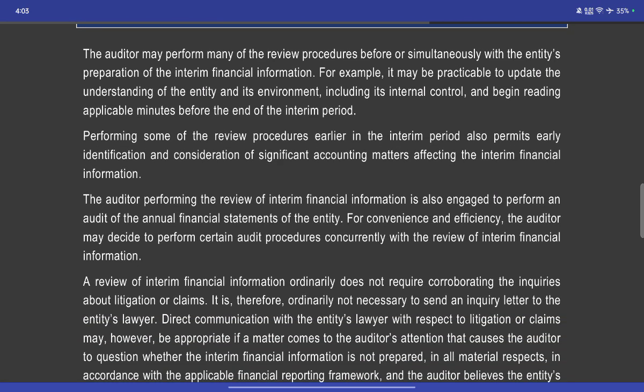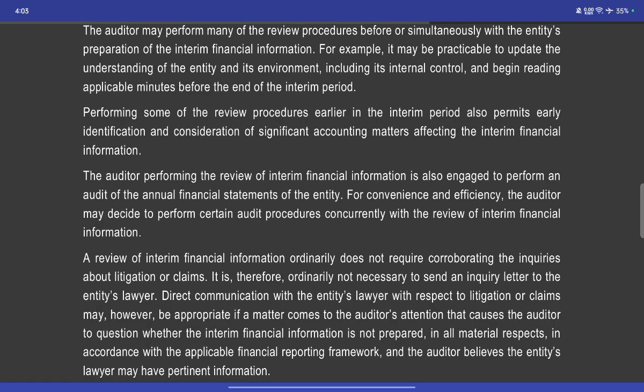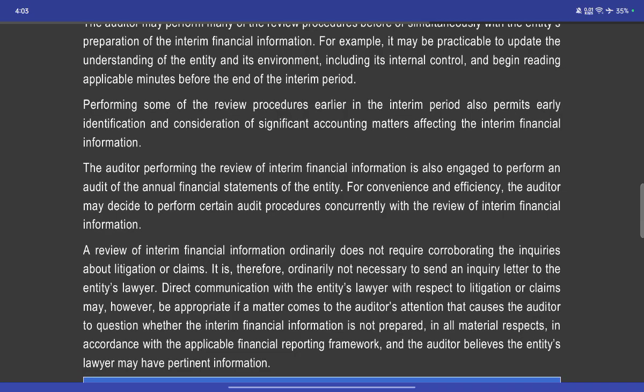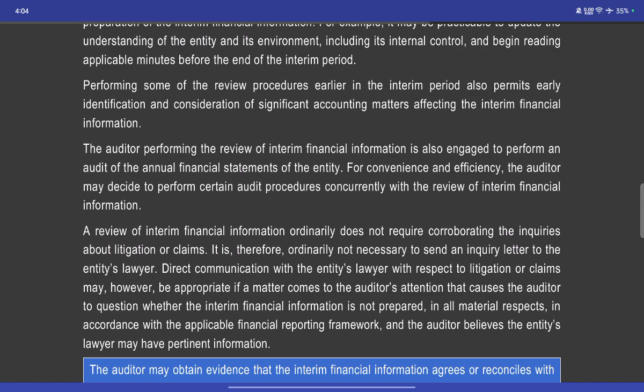The auditor may perform any of the review procedures before the end of the interim period. For example, if practicable, update the understanding of the entity, including internal control, and begin reading the applicable minutes before the end of the interim period. Performing some of the review procedures early in the interim period also permits early identification and consideration of significant accounting matters affecting the interim financial information.